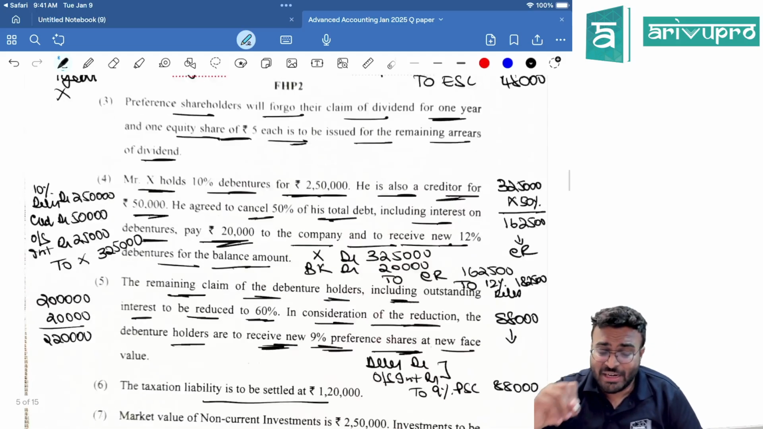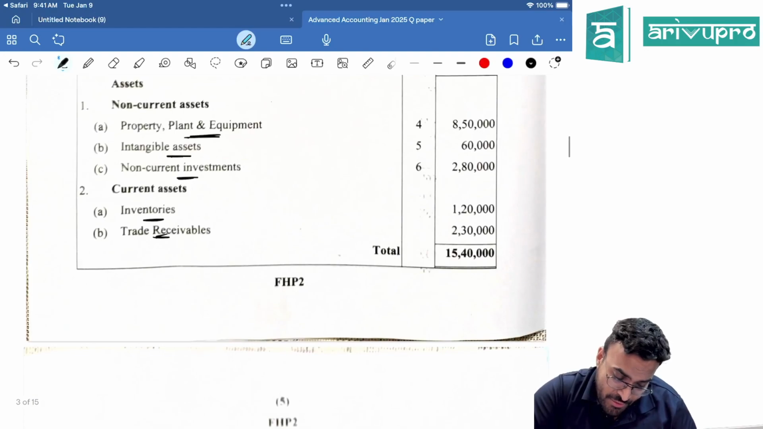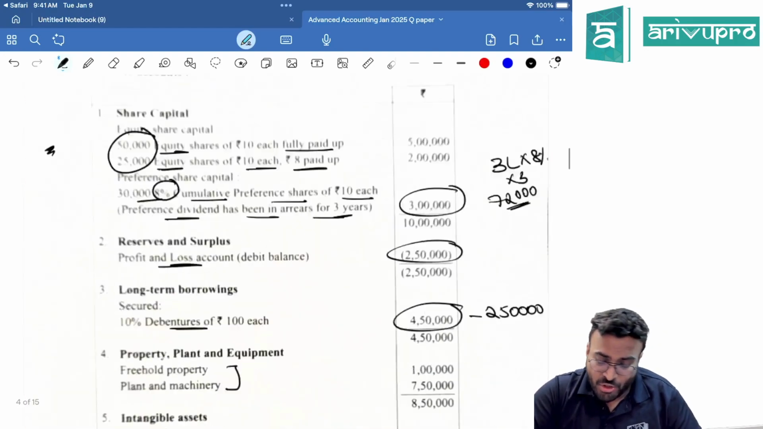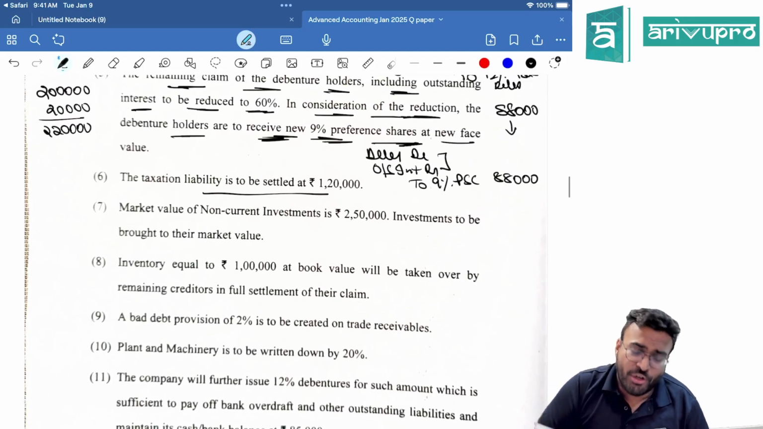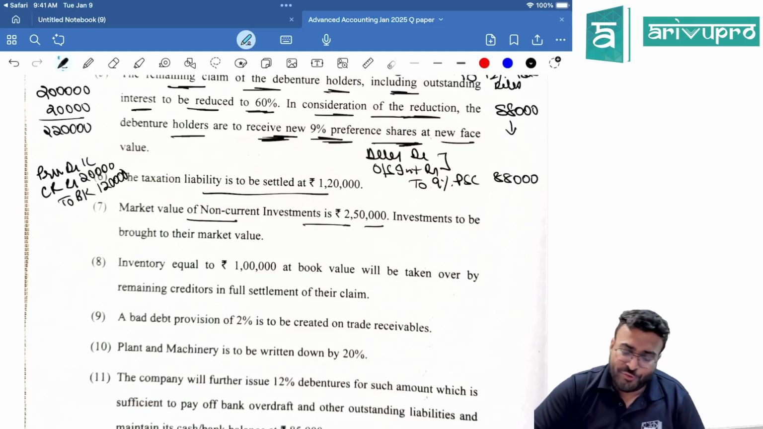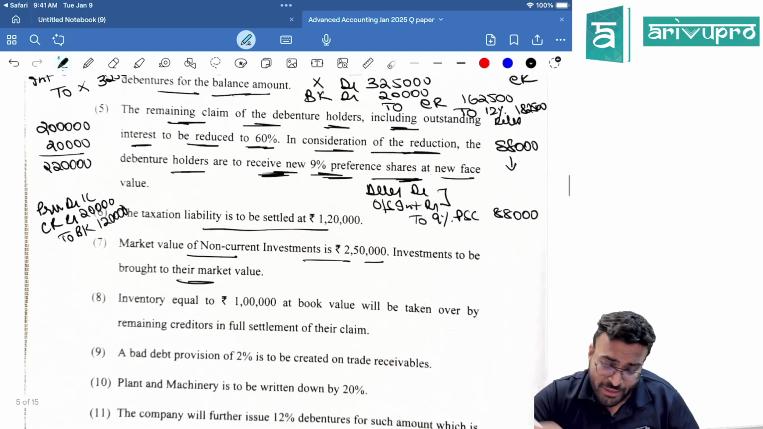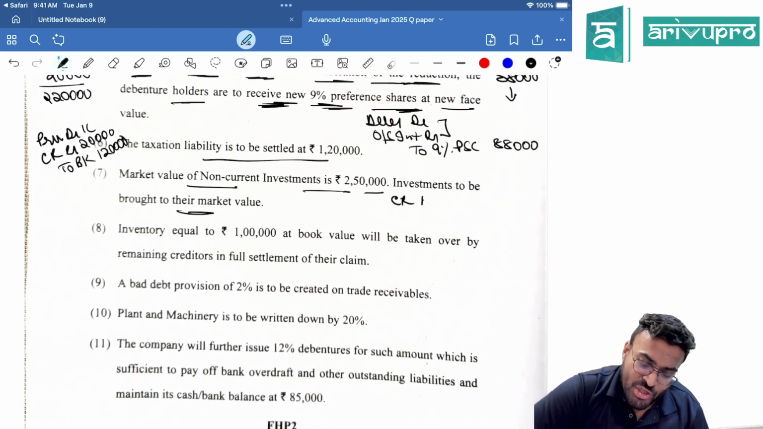Taxation liability is to be settled at 1,20,000. How much is the provision we have right now? Provision for taxation is sitting at 1,00,000. You are going to pay 1,20,000. So now 20,000 you are going to take from capital reduction. Provision debited 1,00,000, capital reduction debited 20,000, to bank 1,20,000. Market value of non-current investment is 2,50,000. Investment is to be brought to its market value. Go and check how much is the investment: 2,80,000. We are going to bring it to 2,50,000. So capital reduction debited 30,000, to investment 30,000.